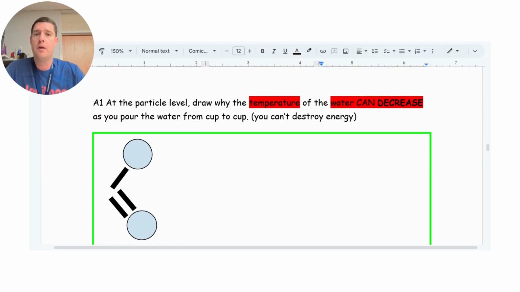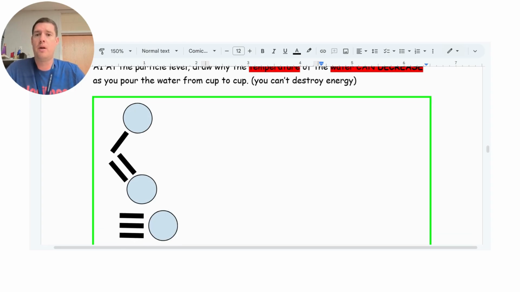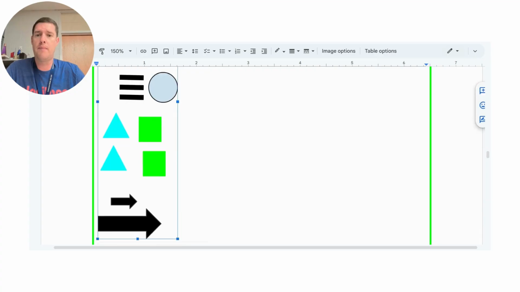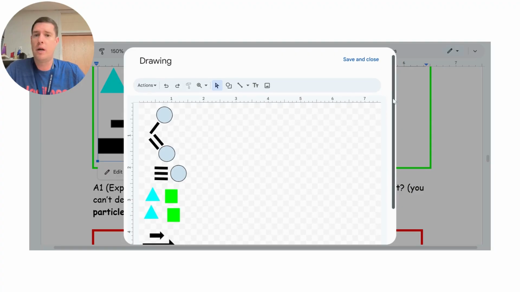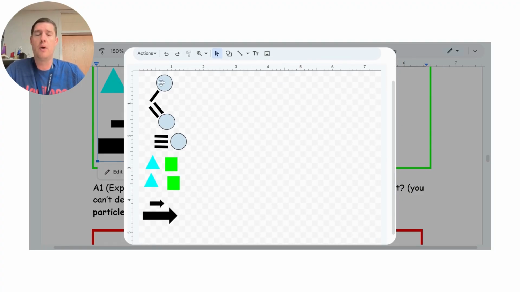A1 and A2. Okay, so at the particle level, draw why the temperature of the water can decrease. Okay, so here's what you've got to do. When you click, go down to edit so you can change these different arrows and symbols. Okay, we talked earlier about circles being water particles.